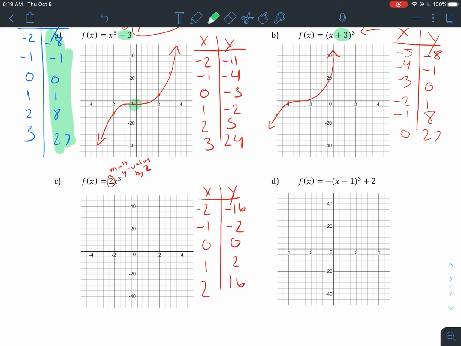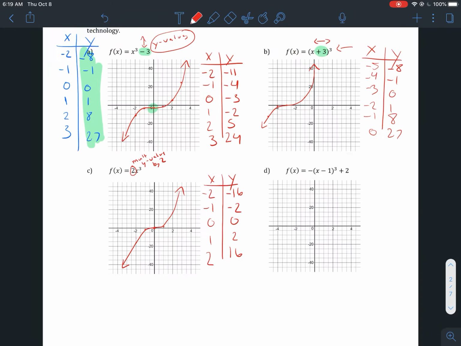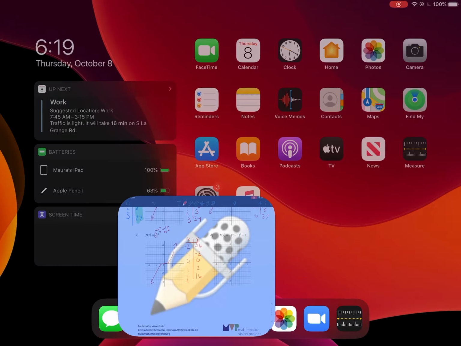All right, so now let's go ahead and plot them. We get 0, 0, -1, comma -2. 1, comma 2, and then 2, comma 16, and -2, -16. All right, so we get something that looks like that. You probably can't tell a huge difference on this scale, but we'll go ahead and look.